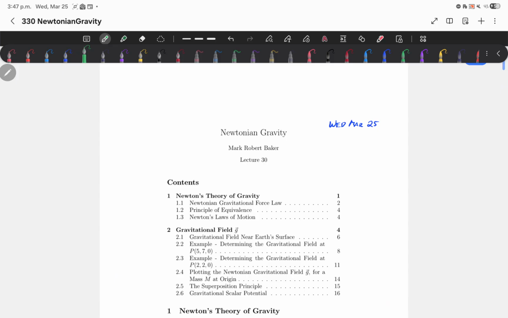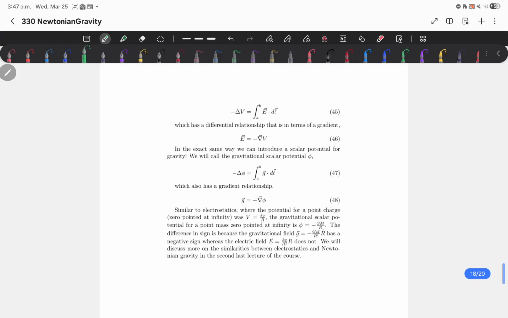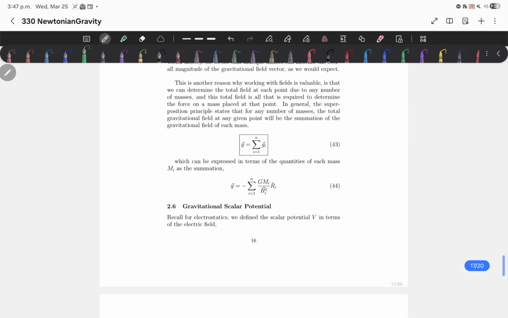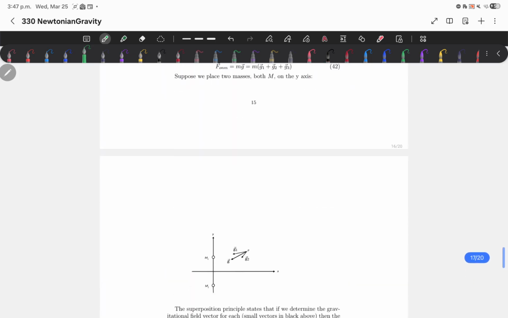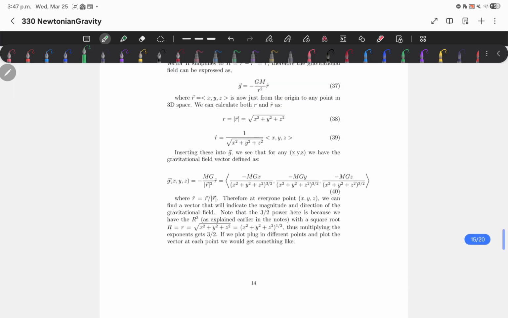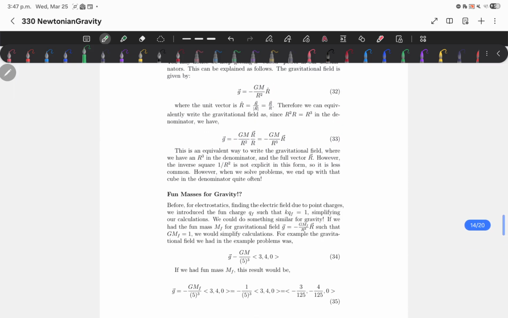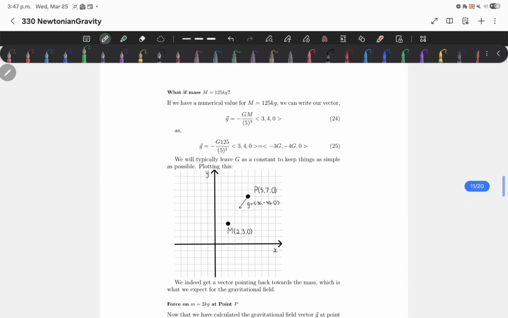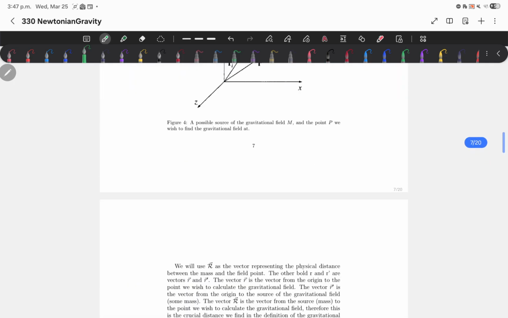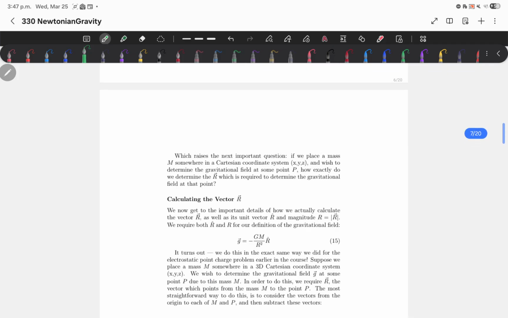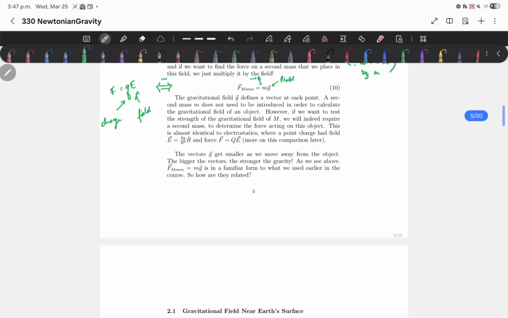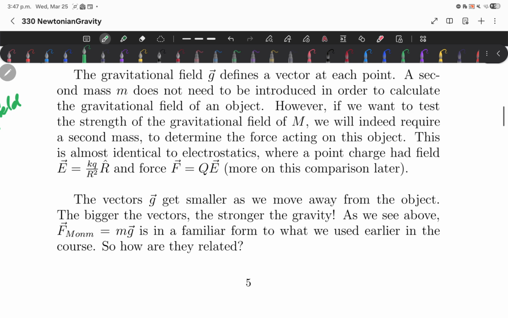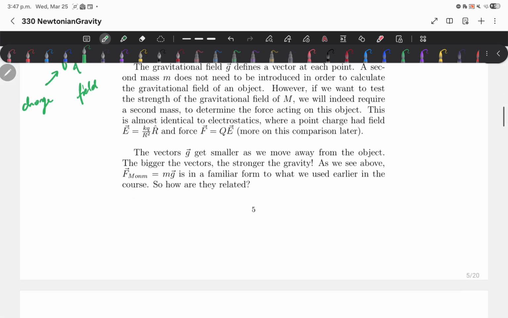So for Newtonian gravity, you have F equals mg. For electrostatics, you have F equals QE. Formally, the same expressions for force. What about the fields? You have a constant times the mass over the distance squared, a constant times the charge over the distance squared, times the unit vector of that big R vector. The only difference being the negative sign here to account for the difference in attraction and repulsion in the two theories.